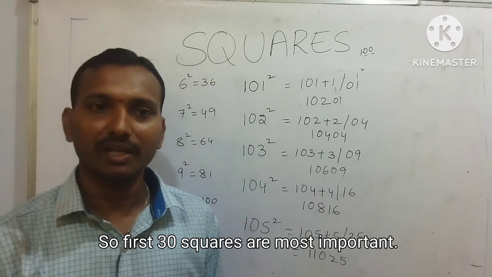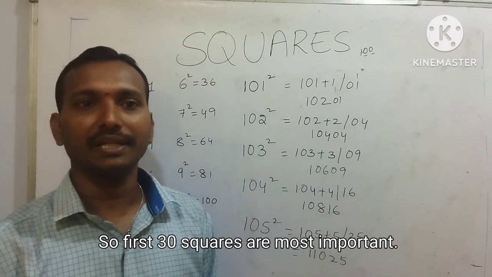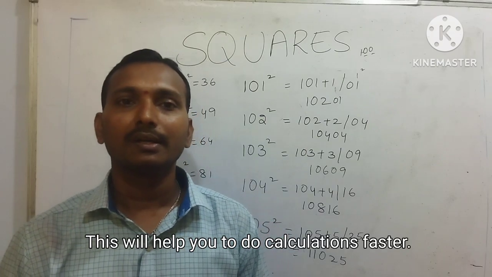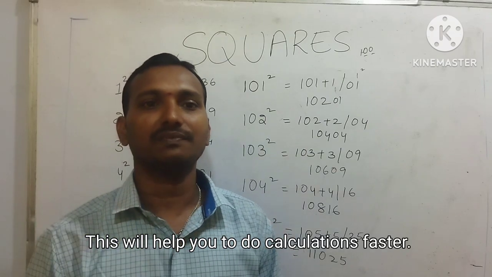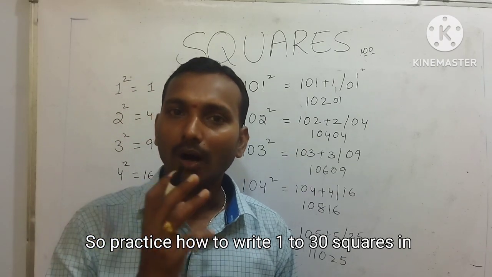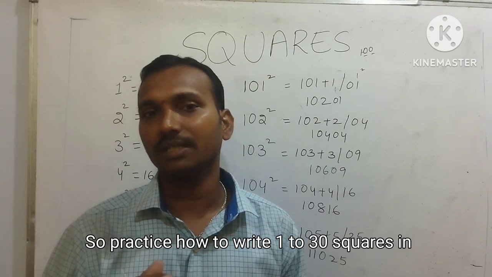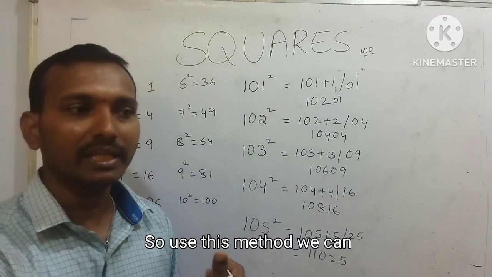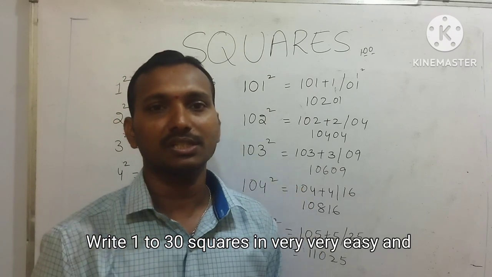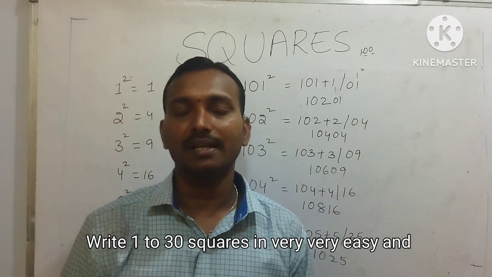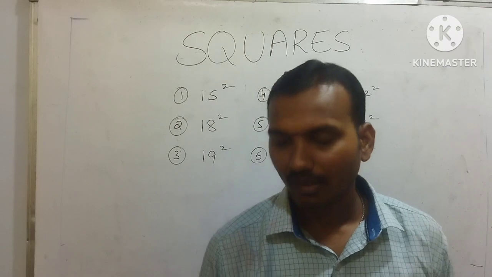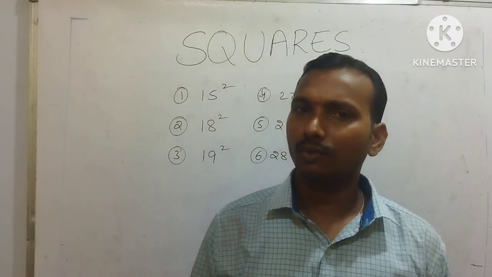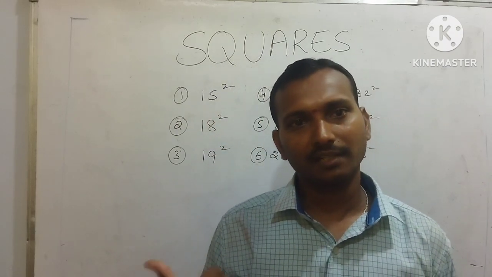First 30 squares are most important. 1 to 30 squares are most important. This will help you do calculations faster. So practice how to write 1 to 30 squares in a very easy manner. Use this method, we can write 1 to 30 squares in a very easy and simple manner. Practice these questions for your understanding. If you have any doubt, go through the video once, check again and come back and do.